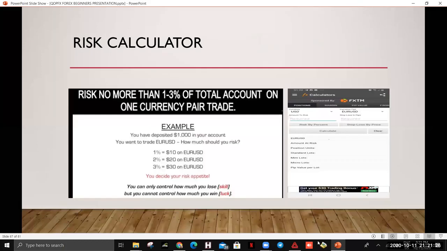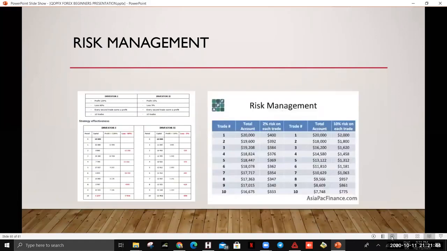Now, these are your risk calculators. Every broker has a risk calculator on their platform, which can help you understand how much you're going to lose. If you put in your money, it tells you the amount you're going to lose and the amount you're going to gain based on what you want to do. Now, look at this: 2% risk on each trade. Are you seeing it? If you have a $20,000 account and a 2% trade, if I lose this trade, I'm going to lose $400 out of my $20,000.